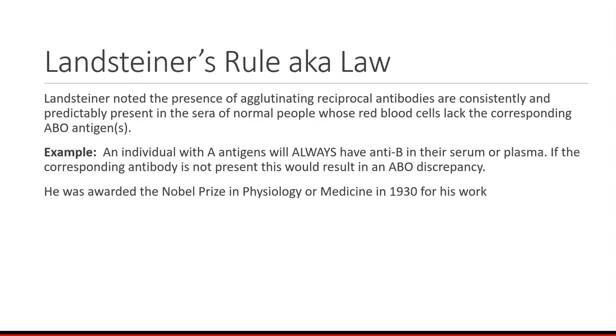Landsteiner's rule and Landsteiner's law are terms that are used interchangeably. Landsteiner noted the presence of agglutinating reciprocal antibodies are consistently and predictably present in the sera of normal people whose red cells lack the corresponding ABO antigen. For example, an individual with A antigens will always have anti-B in their serum or plasma. If the corresponding antibody is not present, this would result in an ABO discrepancy. Landsteiner was awarded the Nobel Prize in Physiology or Medicine in 1930 for his work.